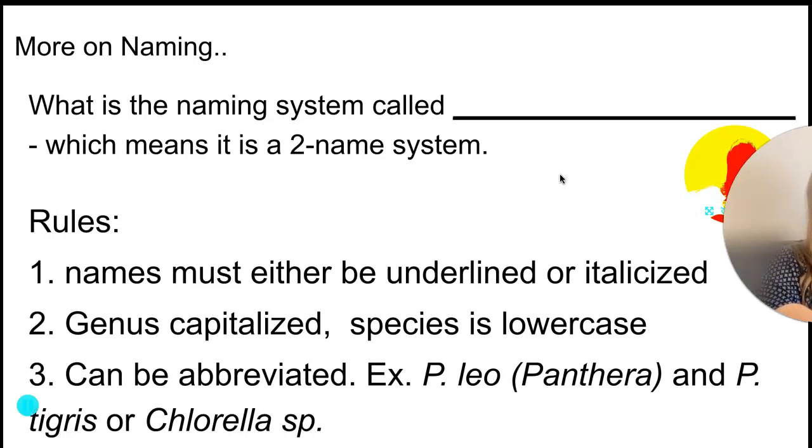Sometimes it can be abbreviated, where, if you're doing a scientific paper, you might have Panthera abbreviated as P., leo. So if we're talking about lots of Pantheras, you might abbreviate it in a paper, and that's fine. Sometimes if we're talking about an organism where we know the genus but we don't know the species, we can say Chlorella and then sp. for species.